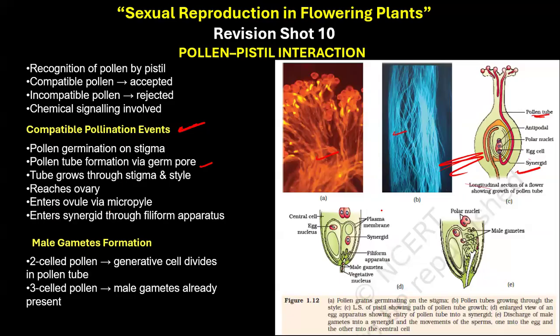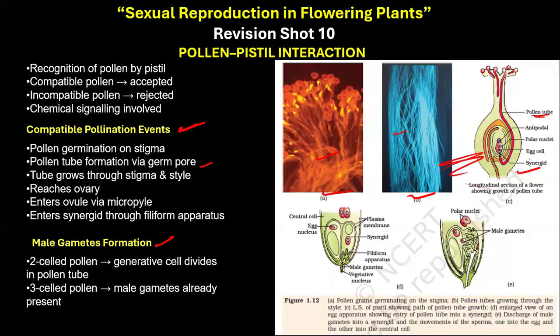As I told you, the first diagram here shows how the pollen grains are germinating on the stigma. Then the second, and this is the third, shows that the pollen tube is developing because the pollen grain was compatible with the stigma. Through the chemical interaction the pollen tube develops and the two male gametes reach the egg apparatus.